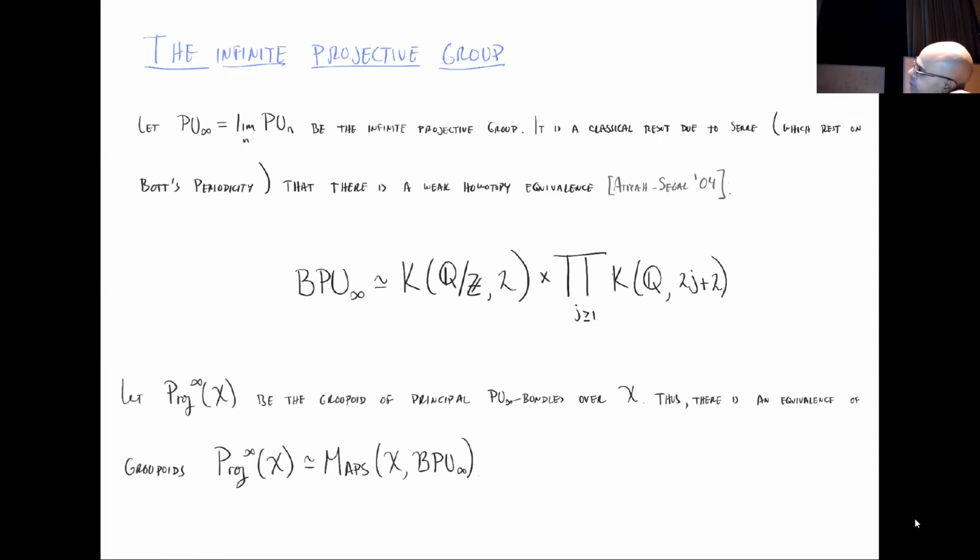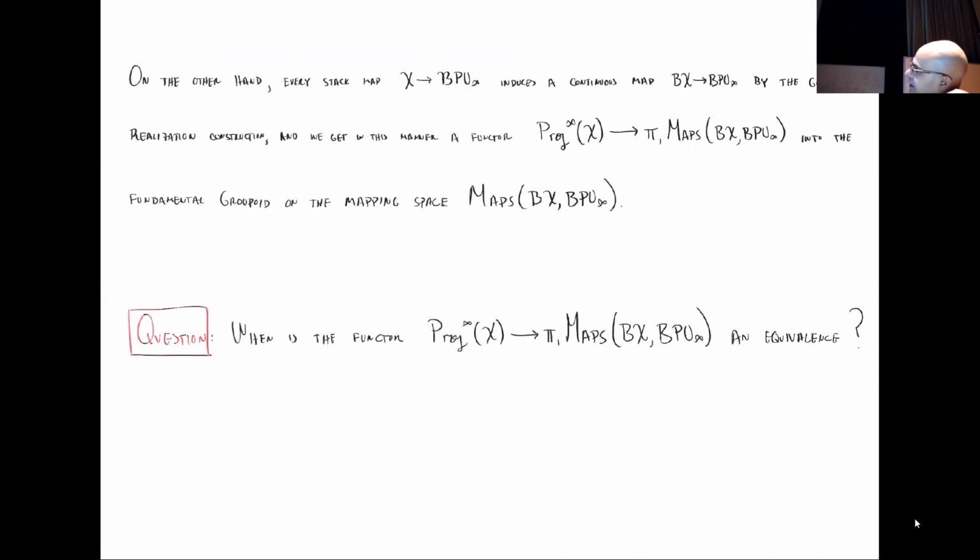So we have this splitting, and moreover, if we denote by Proj infinity of X the groupoid of principal PU infinity bundles over X, that is the groupoid of finite dimensional projective bundles over X, then this groupoid of bundles is just equivalent to the groupoid of maps from X onto the classifying stack of PU infinity. And then, whenever we have a stacky map from X into the classifying stack of PU infinity, we can produce a continuous map from the classifying space of X into the classifying space of PU infinity.